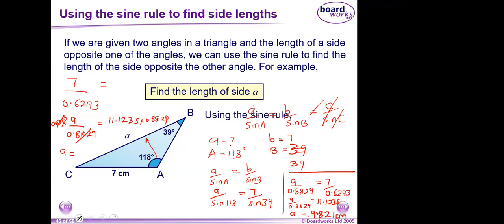Okay. Can I stop sharing and show you the numbers? Excuse me, teacher. Yes, I have a question. Yes, please. Where we have A out of 0.8829 is equal to 7 out of 0.6293, can we also just cross multiply and divide? Perfect.